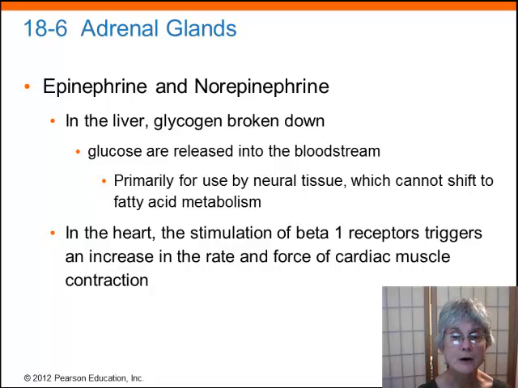And then in the heart, the beta receptors of the heart stimulate an increased rate and force of contraction. And you already knew that. Your fight or flight response causes your heart to beat faster and stronger.